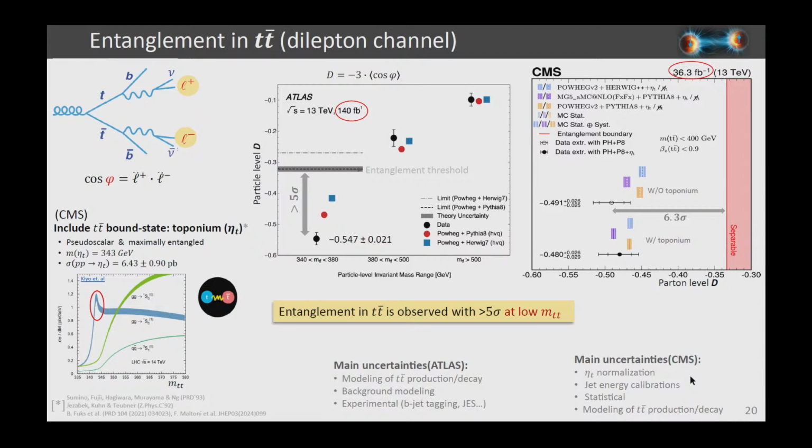CMS presents two sets of results, because in this low t tbar invariant mass range, we do expect the effect from the t tbar bound state, toponium, at a mass of roughly 343 GeV with this kind of cross section. We have added these samples to our t tbar sample, and we have repeated the measurement with and without. At the top, you see the measured D value on the x-axis without toponium added in our simulation, and in the bottom you see it with toponium. In both cases, data shows more than 5 sigma entanglement, but adding toponium brings our theoretical prediction close to data, which is on its own very interesting.